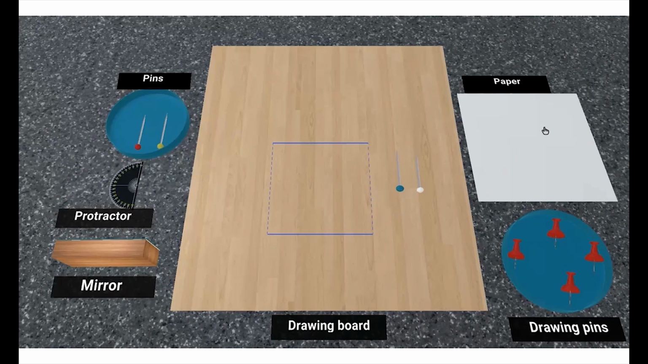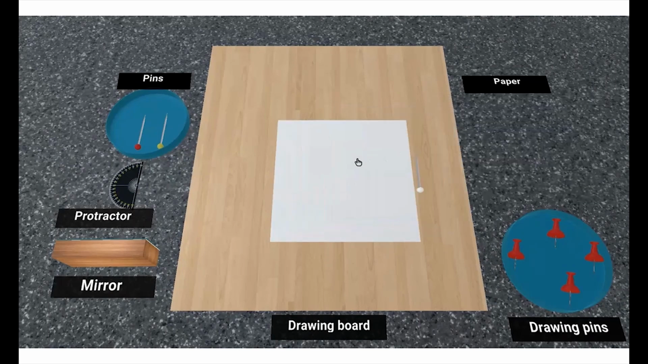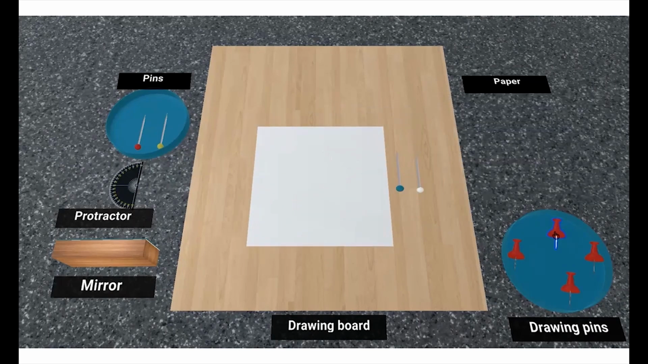Drag and drop a sheet of paper on the drawing board. Drag and drop the drawing pins on all four corners. Let us draw a thin line AB in the middle of the paper. Click on the 2 points where the line is to be drawn.